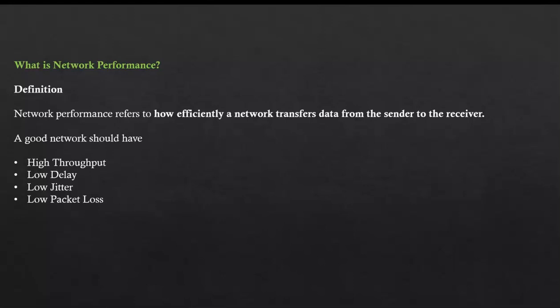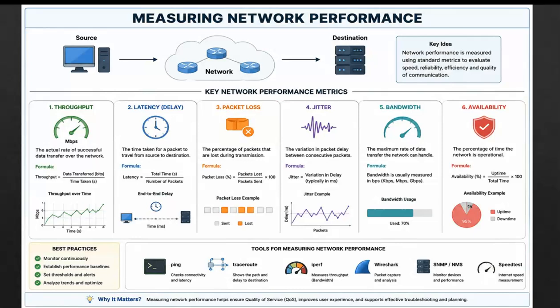Network performance is simply a measure of how efficiently a network transfers data from the sender to the receiver. Think of it like a highway system. A high performing highway gets cars to their destination quickly and without accidents. In network terms, a perfect network has four characteristics: high throughput, low delay, low jitter, and low packet loss. Let's look at the metrics one by one.